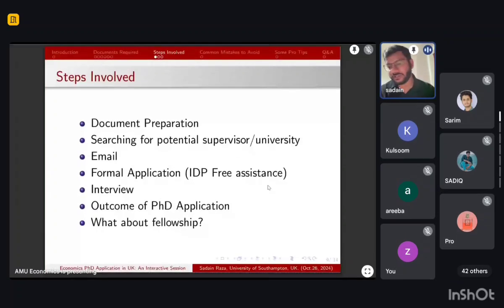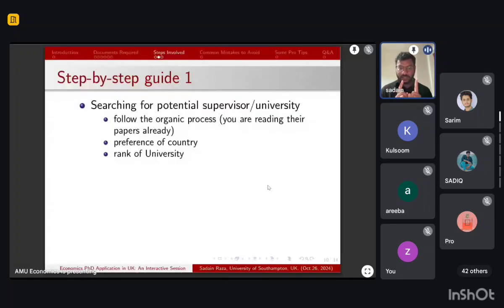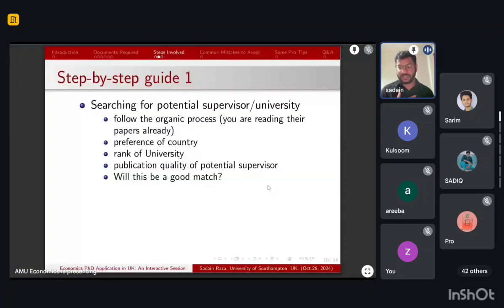So searching for potential supervisor is the next thing in the slide. How you should search for a potential supervisor. Here are my points. First thing, it has to be an organic process. What do I mean by organic process? And this is from my supervisor at the University of Southampton. He said to me on my face that, Raza, I liked your PhD application because you searched about my research and it was a good match. So this was number one factor why I replied to your email.